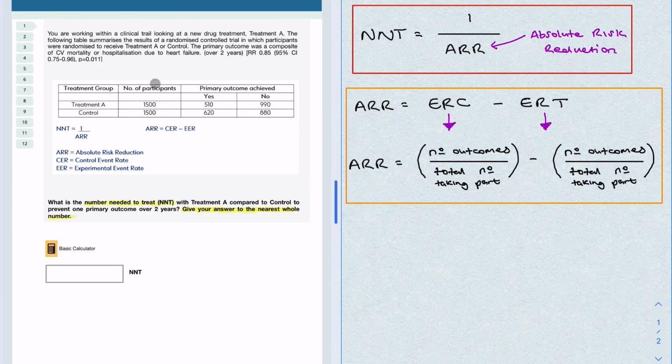So in the table on the left, we can see the total number of participants that took part in each group, 1500, so an equal number in each group, and we can see how many were the number of outcomes for each group.